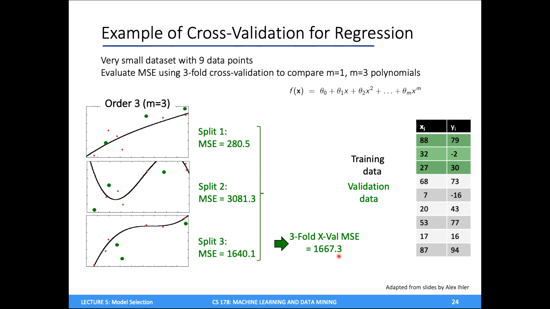And again, we're doing this because our train-validation-test paradigm that we introduced before just isn't going to work when we only have 9 data points. We just don't have enough data to reliably estimate these MSEs. For example, on these 3 different splits, the values of the MSEs are wildly different, between 280 and 3,000. So having a very small validation set, we get noisy estimates of the model performance.